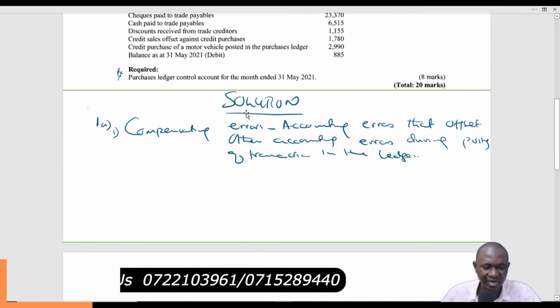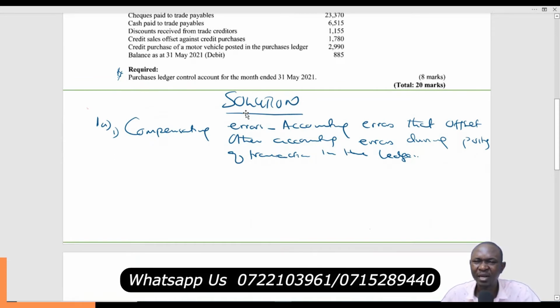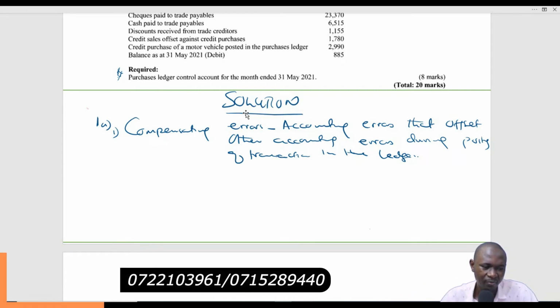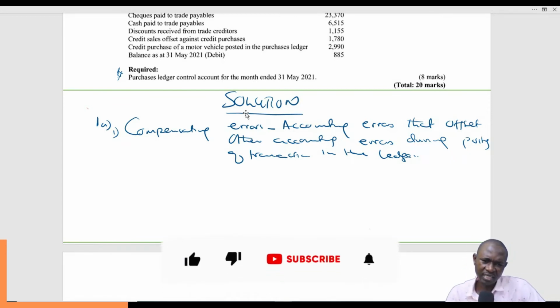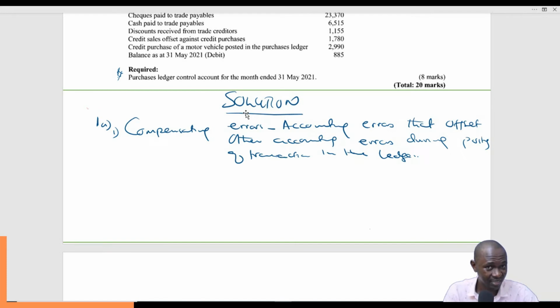So these are errors where you make an error and, somehow, you create an offsetting error also in another book so that it goes unnoticed, especially when you are pulling the trial balance. Remember, a trial balance is used to disclose any errors. If the 2 sides of the trial balance, the debit side and the credit side, don't agree, it shows that there are some errors. But for compensating errors, you make an error in one side of the book, and somehow you also commit another error with the same figure in the other side, so that the debit side and the credit side agree. That's what we mean by accounting errors that offset other accounting errors during posting of transactions in the ledger, so that at the very end the debit side and the credit side are the same.